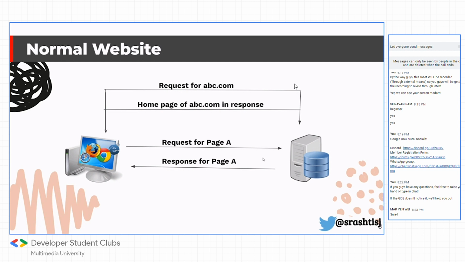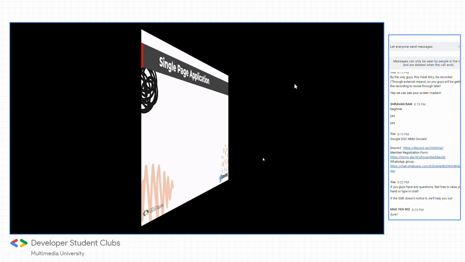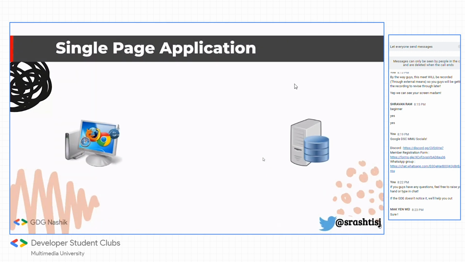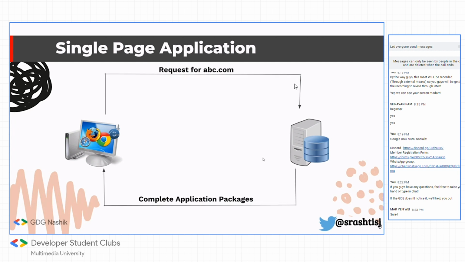Let's say we create a website of our own. If we have home, we will have about. So the same thing will happen. If we click on about, it will give us a whole page, the about page. How does a single page application work? Over here we have the client and the server. We requested abc.com. It will give us the complete application package. There will be a bundle for that, and it will give us all those things.